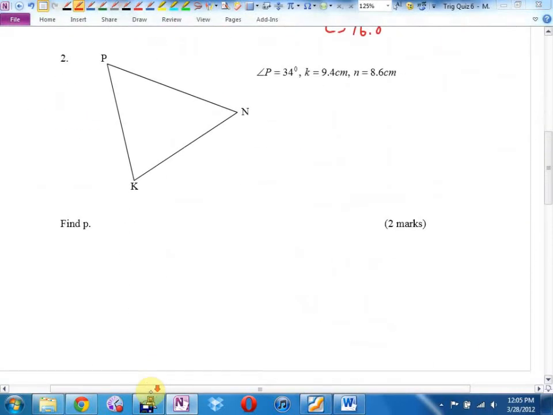Number 2. Find little p. Oh, let's label everything. Big P, 34 degrees. Little k, 9.4. Little n, 8.6. Little p, I'll call that A because it's going to be the cosine law. How do I know? Rachel, there is no pair, and also it's side angle side. That's the other way I know it's cosine law.